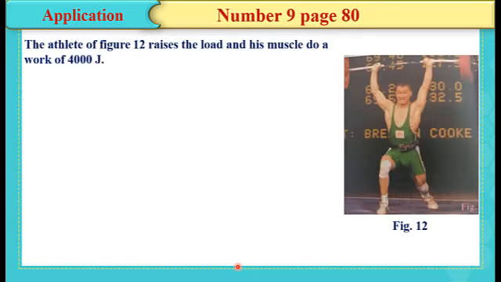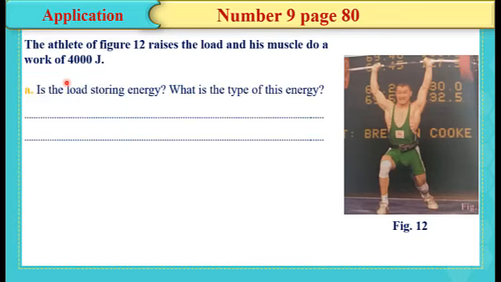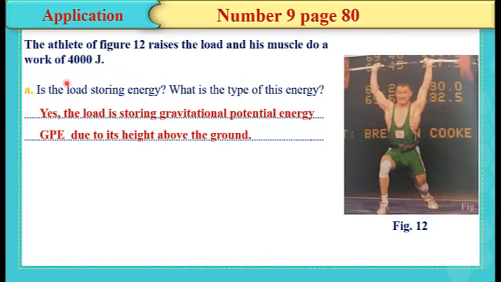Application. Please open your book on page 80, number 9. The athlete of figure 12 raises the load and his muscles do a work of 4000 joules. Is the load storing energy? What is the type of this energy? What do you think? For sure, the load is storing gravitational potential energy due to its height above the ground.